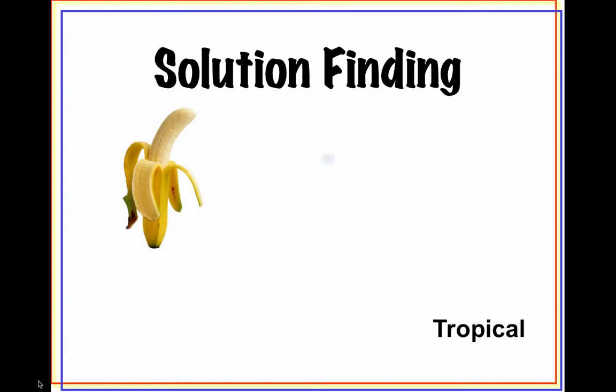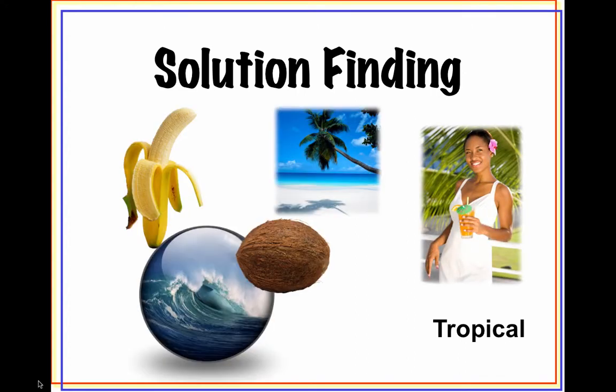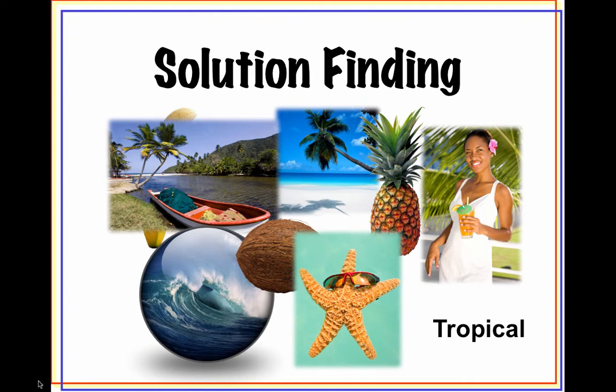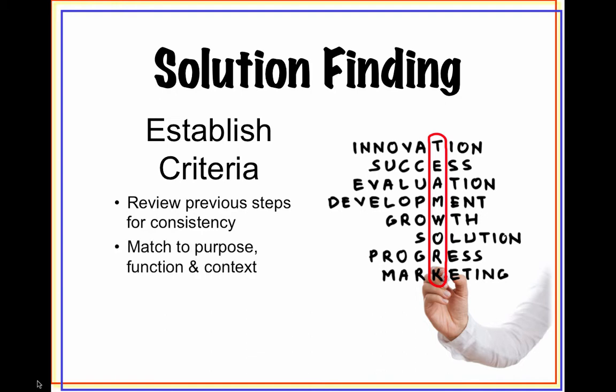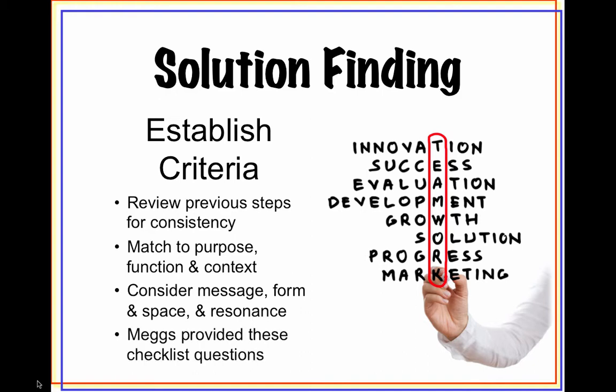Now is time to find a solution. There are many ways to represent the same idea. To find the best solution, it's a good idea to establish criteria. Review your previous steps for consistency. Match to your purpose, function, and context. Consider message, form and space, and resonance. Meggs provided these checklist questions to help you.